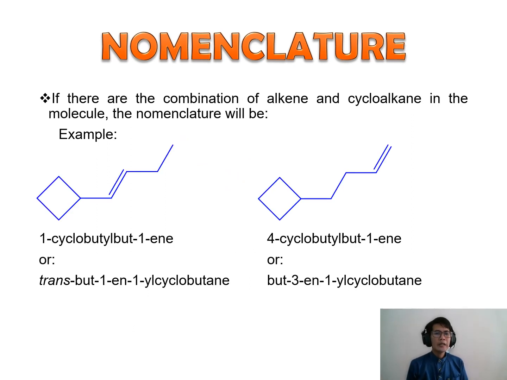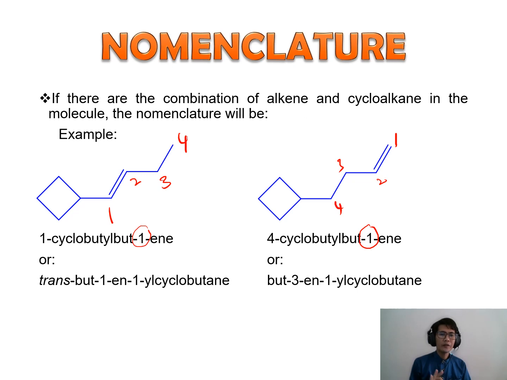Next. If there is a combination of alkene and cycloalkene in the molecule, the nomenclature will be as follows. This one I give the answer straight away, I don't want to guess, because we need to discuss. This is quite complicated. Look at this. We must give the smallest number for the double bond. So here we start from here, 1, 2, 3, 4, not from the top. But for this one, we start from the top, 1, 2, 3, 4, because we want to give the lowest locant for the position of the double bond. So the position of the double bond doesn't matter here or here, it is always 1-ene.